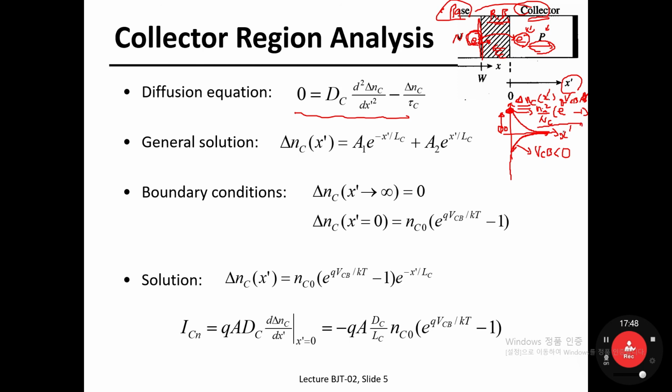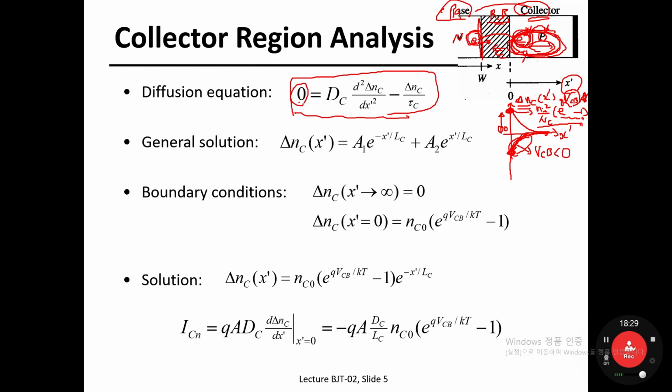Okay, but since V sub CB is negative, this value is negative 1, so this value here in the excess electron concentration is smaller than 0. Okay, so with that in mind, again, let's solve the minority carrier diffusion equation for those electrons. To explain the physical behavior of those electrons, or minority carriers, in the collector region or p-type region, we should set up another minority carrier diffusion equation.